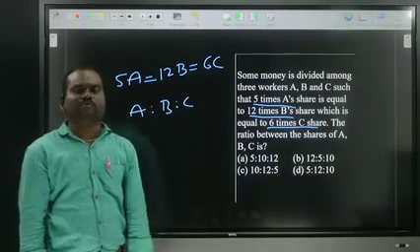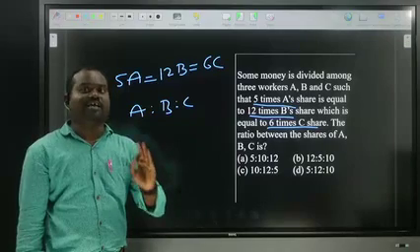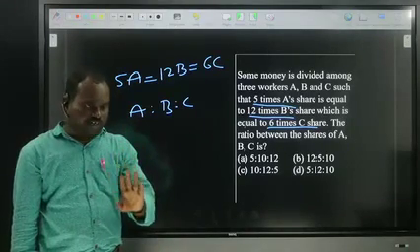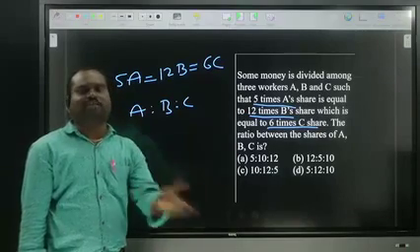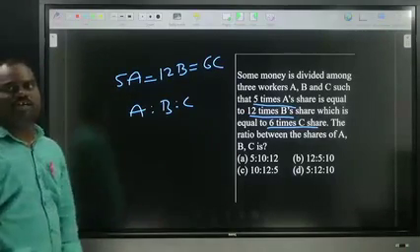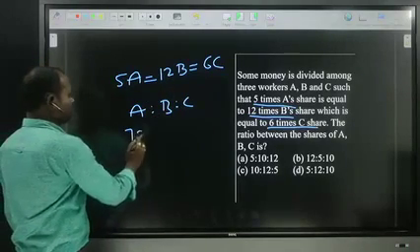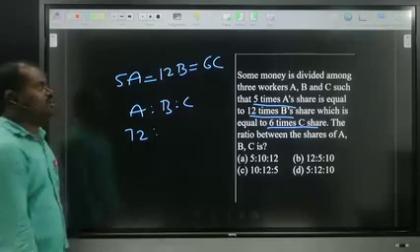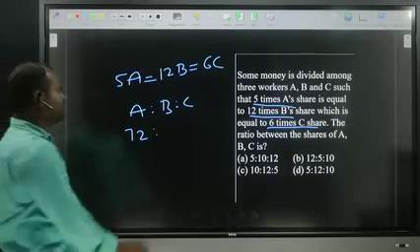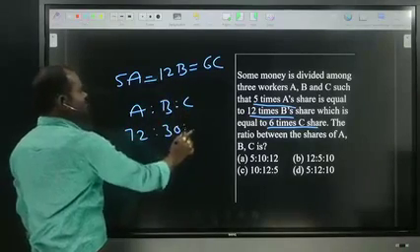In earlier examples, I told you that whenever it is multiplication, we should take inverse ratio logic. Whatever term is required, leave that and multiply the remaining. So when we require A, leave A, multiply the remaining: 12 sixes are 72. When we require B, leave B, multiply the remaining: 5 sixes are 30. When C is required, leave C: 5 twelves are 60.